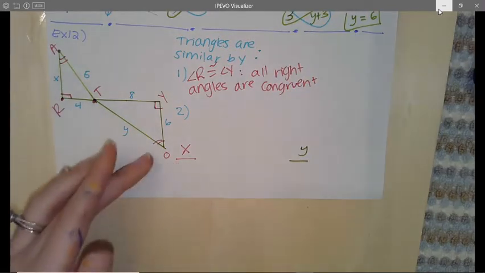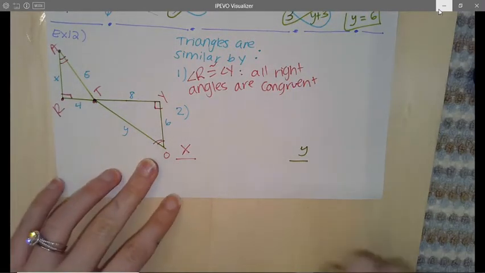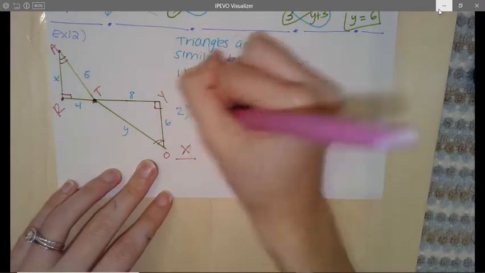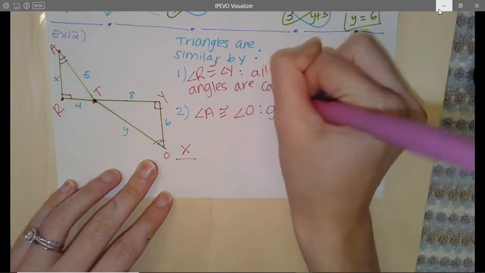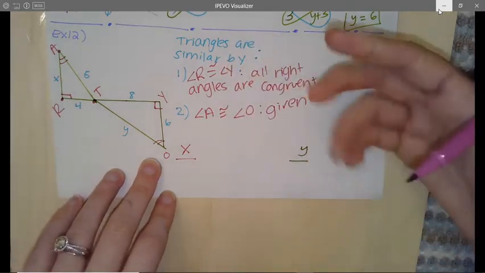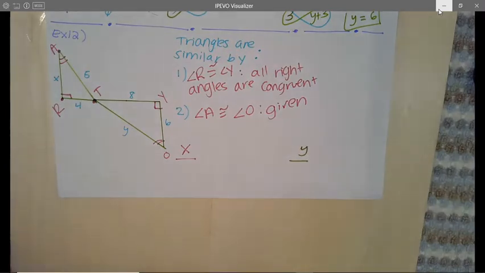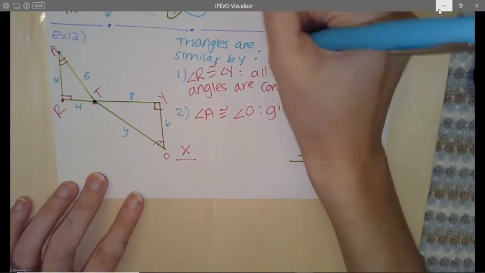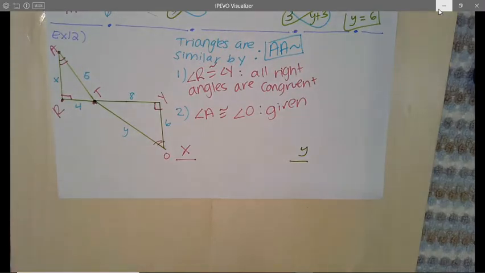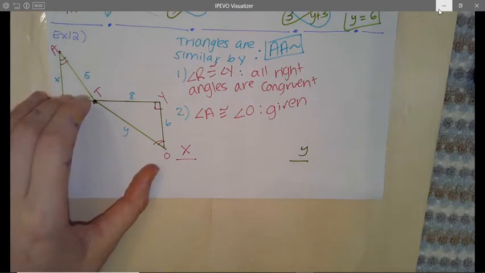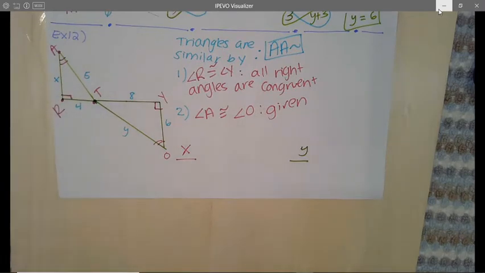And then angle A and angle O are simply given to me as congruent. So I'm going to say angle A is congruent to angle O because it was given to me. And look at that, you guys, I have two congruent angles, which means my two triangles are similar by the AA similarity. Nifty, right? All right, let's keep going. And now that I know that these two triangles are similar, that means that their sides are proportionate. So I can set up a proportion to solve for X and Y.